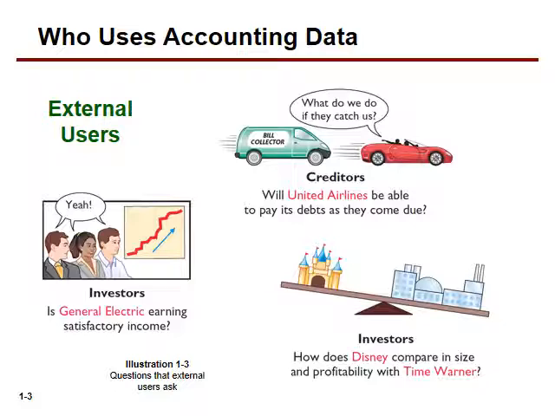Creditors, what happens? Creditors don't buy stock. They don't buy ownership in the company. They loan the company money with an expectation that there'll be a payback. But before they're going to loan that money, they're going to want to see some financial information to make those decisions. And when we prepare financial information, we prepare financial information for external users. That's really who we're thinking about.